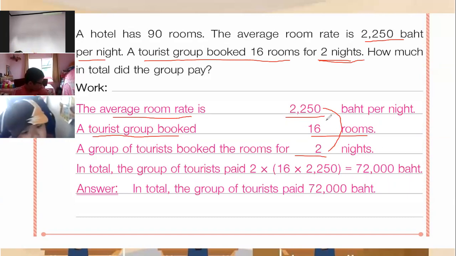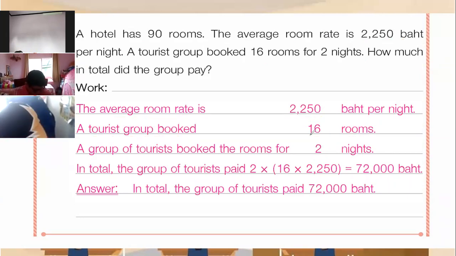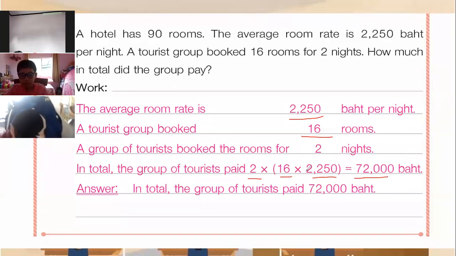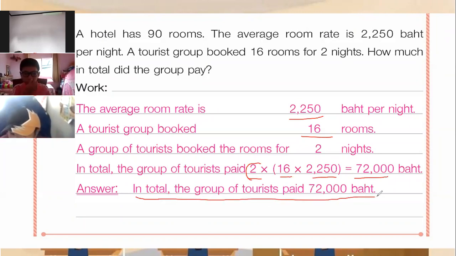After that, how many rooms did the group book? 16. What was the cost? The cost is 2,250. So in total, 16 multiplied by 2,250. And then we have to multiply by two because they booked for two nights. Which means 72,000. First 16 multiplied by 2,250, then multiplied by two. So the answer is, in total, the group of tourists paid 72,000 baht for two nights.